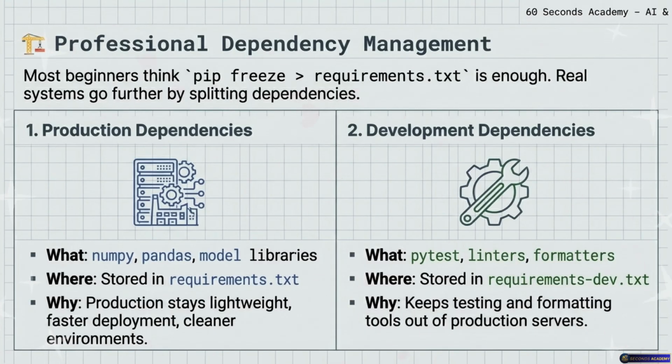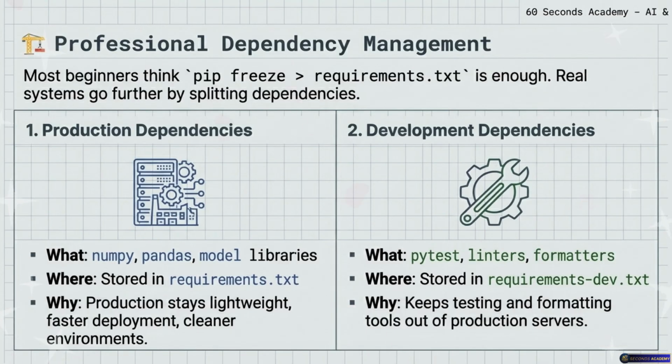Well, the standard mechanism is generating a text file that lists every single library and its exact version number. The requirements.txt file. Beginners usually just run a simple command, pip freeze > requirements.txt, to freeze everything currently installed in their environment and dump it into that file. And isn't that the end of the story? For a tiny personal script, that is acceptable. But professional industry workflows go much further because dumping everything creates a massive problem with bloat.